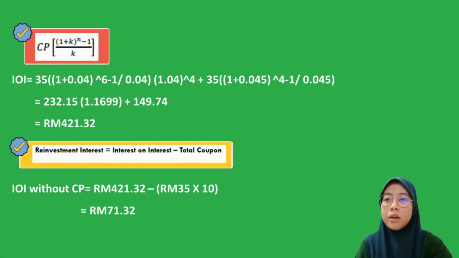Now, to find the amount of reinvestment interest, you need to subtract the total coupon from the interest on interest. Since the total number of coupon payments for the future selling is 10 times, you must multiply the coupon payment of RM35 by 10 and you will get RM350. Then, RM421.32 minus RM350, and you will get the reinvestment interest amount of RM71.32.